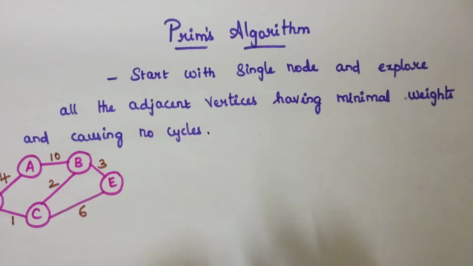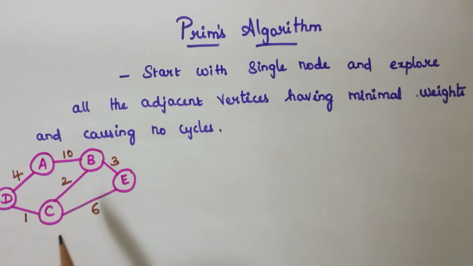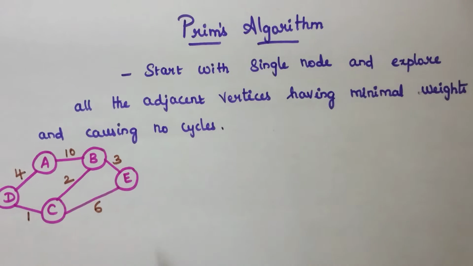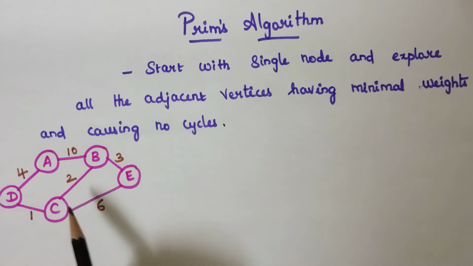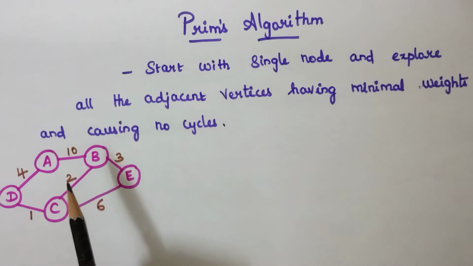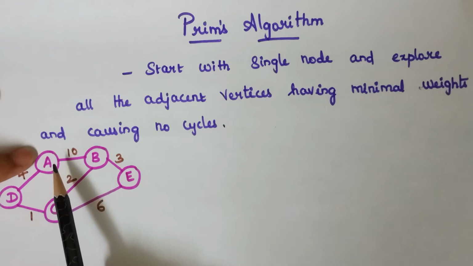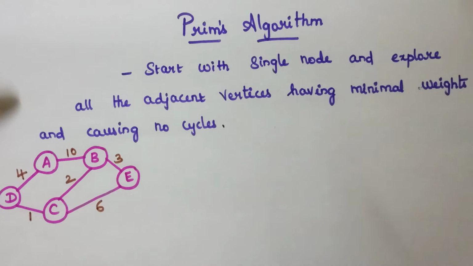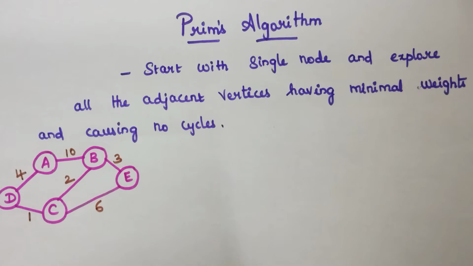Basically, you are given a graph, and you need to start with a single node in this graph. You can take any node in the given graph and start with that node. From that node, you need to explore all the adjacent vertices with minimum weight, and one more condition is there shouldn't be any cycle in your resultant graph. Considering all these things in mind, we are going to visit all the adjacent vertices and construct the minimum spanning tree, right?